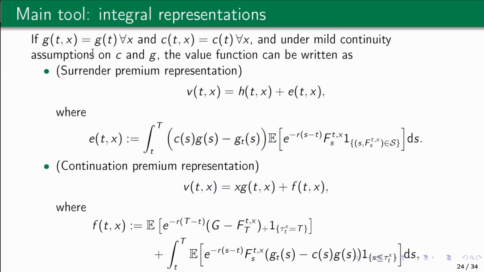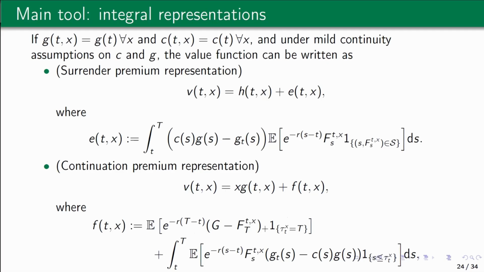I also have the continuation premium representation. The continuation premium representation is new, and it says that the value of the contract is basically the value of the surrender benefit plus some term that I can express like this. The first part is really the value of the guarantee. So not the full maturity benefit, but really what the insurer will pay in case the underlying investment account is too low, and only in the case that the policyholder holds it until maturity.